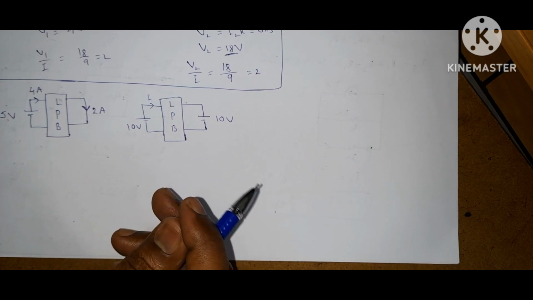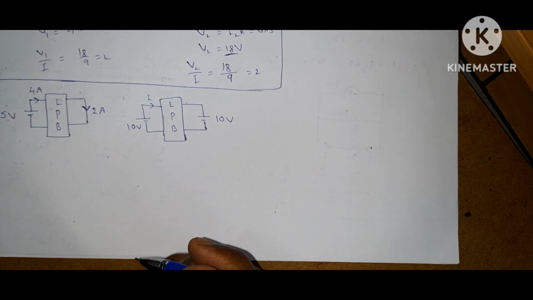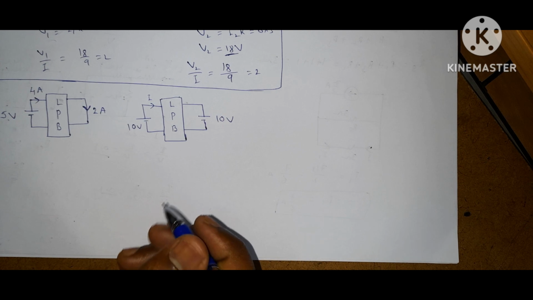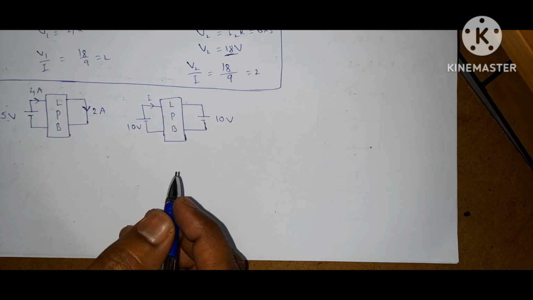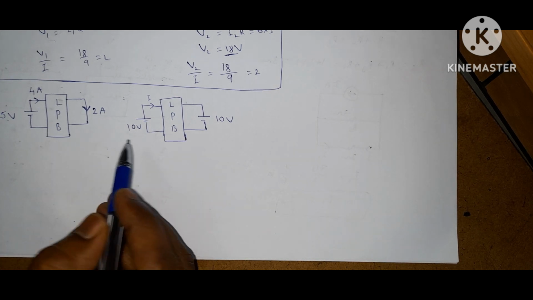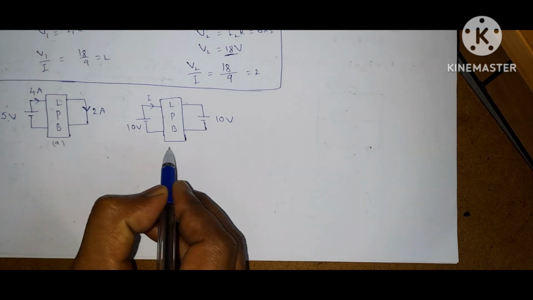Hello everyone, we are solving problems on the reciprocity theorem. In that, the first question is: use the data in figure A and find the current in figure B. These are the given figures. This is figure A and this is figure B.